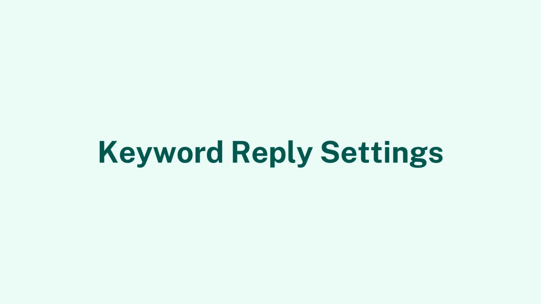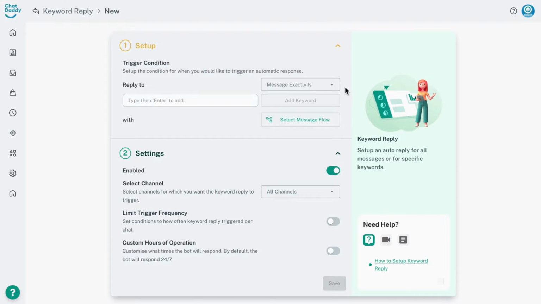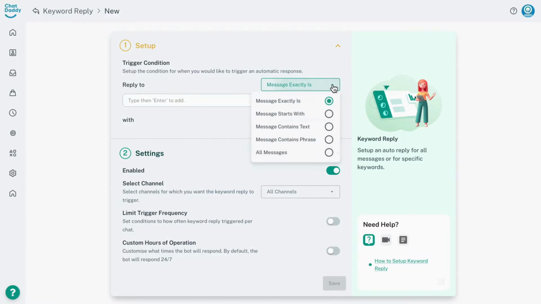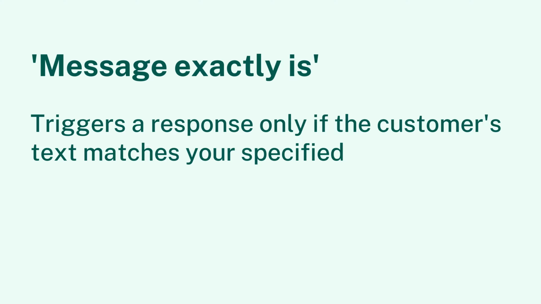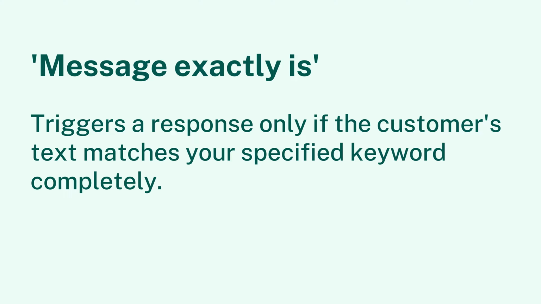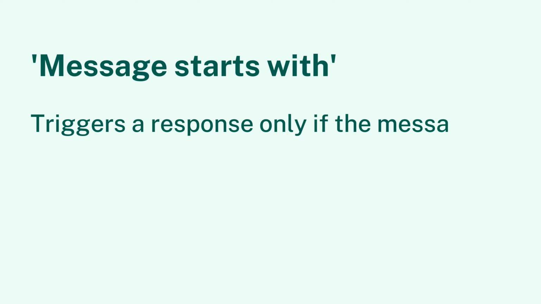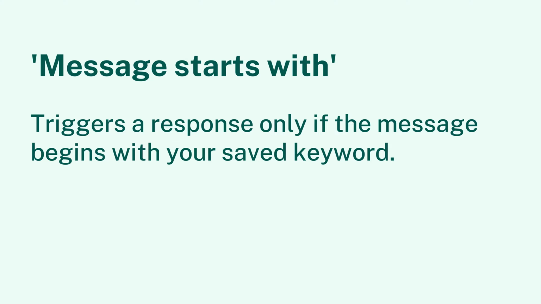Now let's go over some other settings for keyword reply. In Reply To, there are several options which can be used for different use cases. Let's go over them briefly. Message Exactly Is triggers a response only if the customer's text matches your specified keyword completely. Message Starts With ensures the response is triggered only if the message begins with your saved keyword.